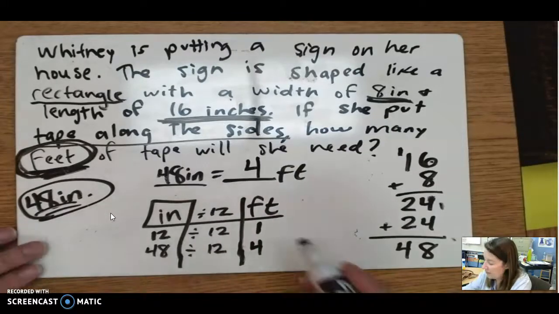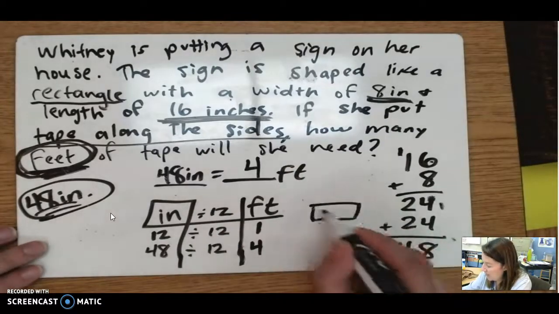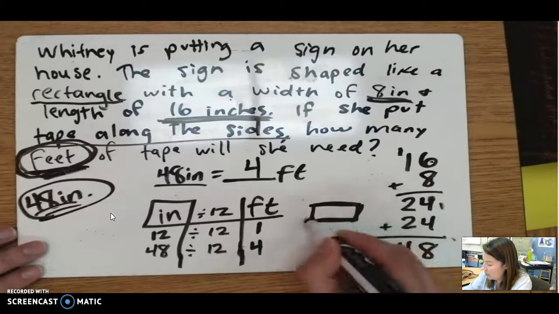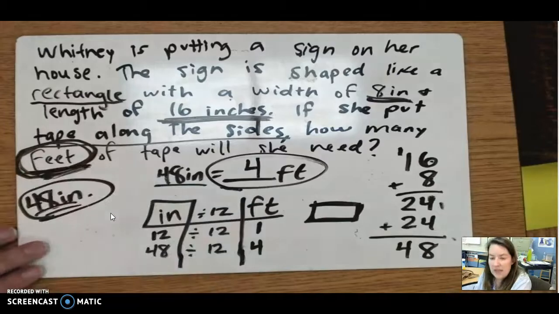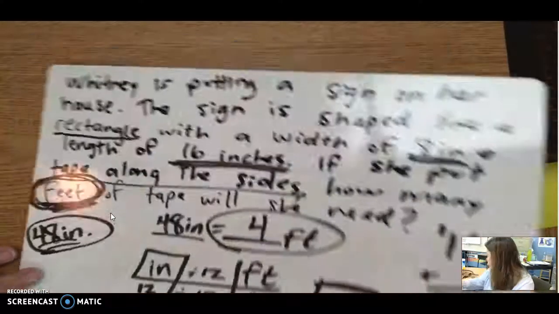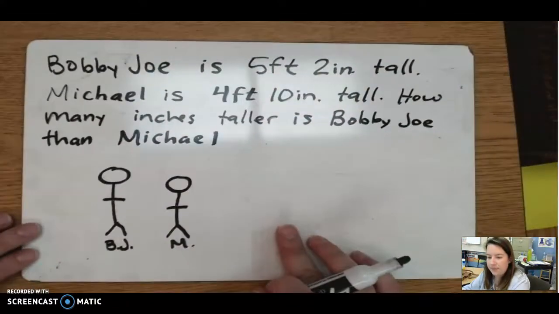So Whitney will need 4 feet of tape to go around the outside of her rectangle. Answer is in feet. Story was asking for the answer in feet. Okay, let's look at one more problem. Very similar to ones you will see.